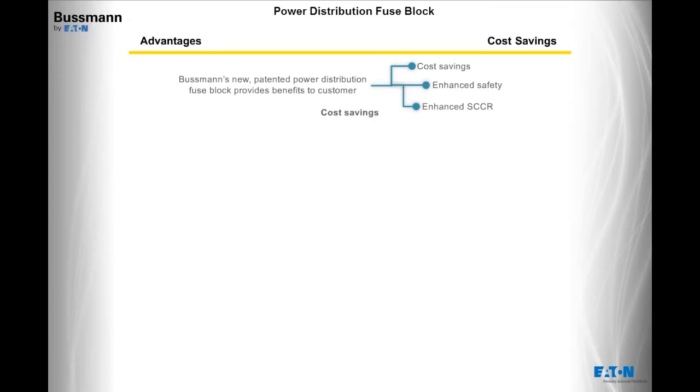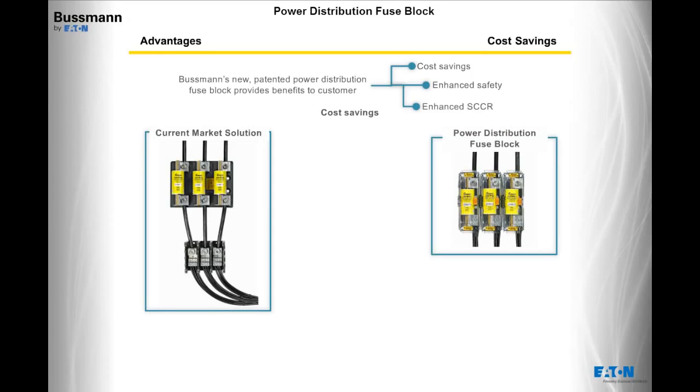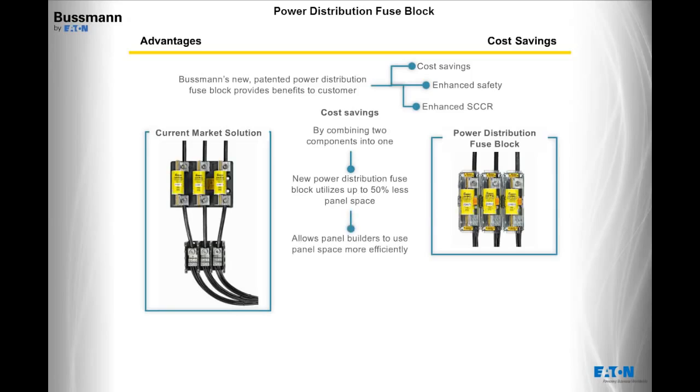Let's start with cost savings. Current market solution. Power distribution fuse block. By combining two components into one, the new power distribution fuse block utilizes up to 50% less panel space. This allows panel builders to use panel space more efficiently, fit more components in the panel, or potentially downsize to a smaller, less expensive panel.